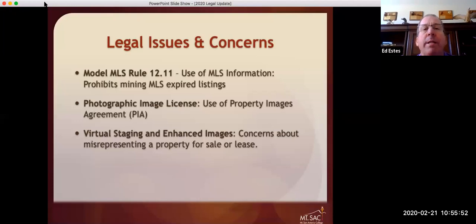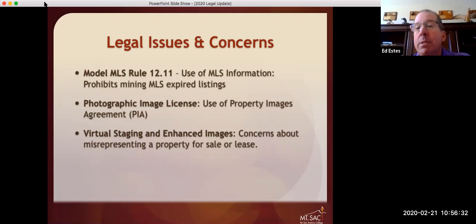So some other legal issues and concerns. Model MLS Rule 12.11. Now, depending on which MLS you belong to, I know a number of licensees out there belong to CRMLS. It's one of the largest, if not the largest, MLS in the state. You are not allowed to mine expired listings for prospecting purposes. You cannot go into the MLS, look up expireds, and then use that information to contact expireds under the MLS rules. I know a lot of agents do it.